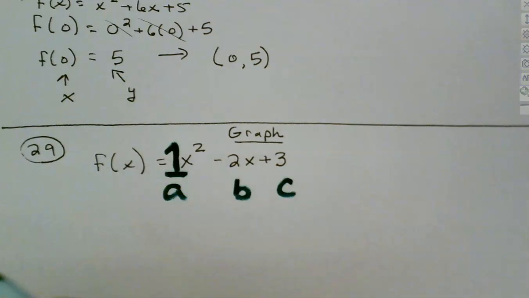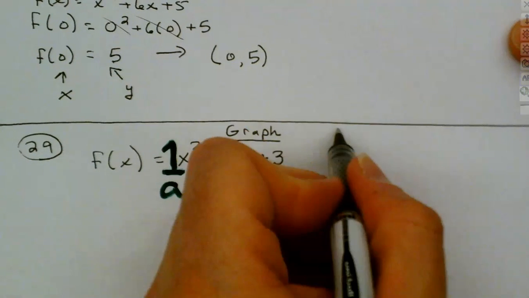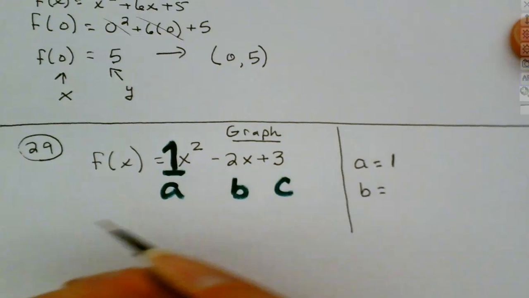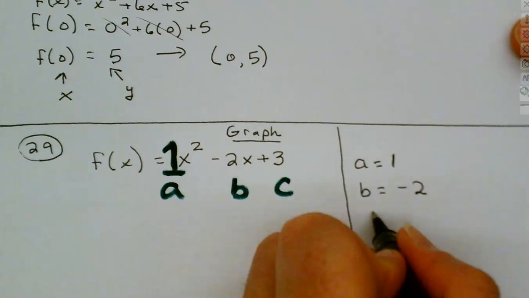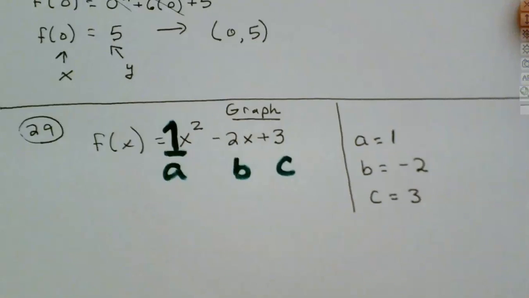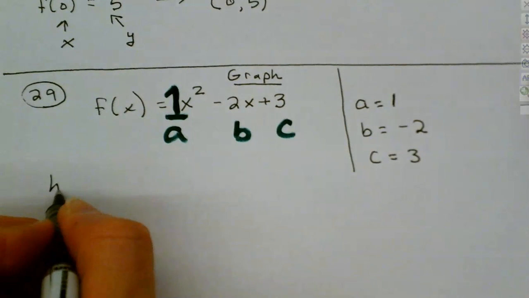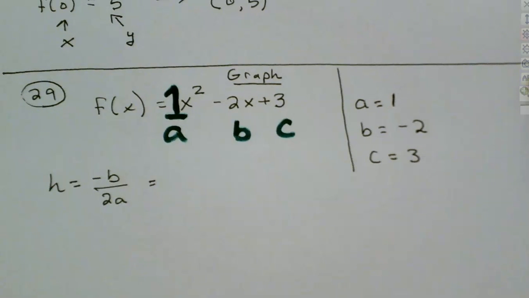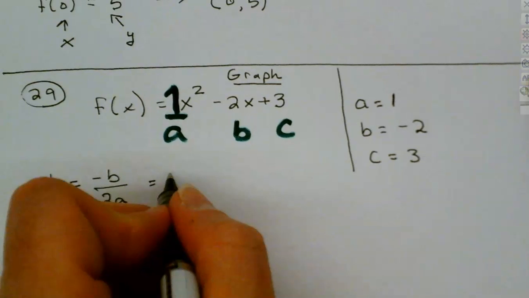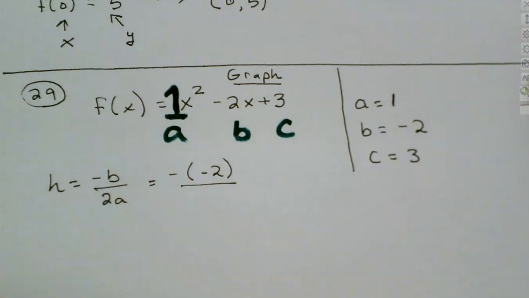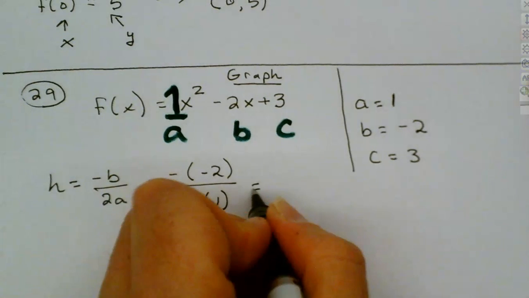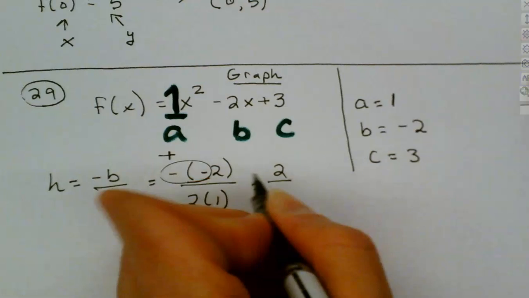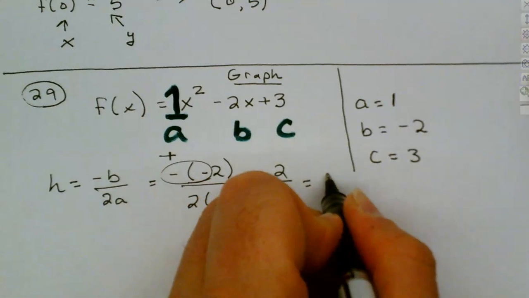So A, B, and C. And let's go ahead and get those. A is 1. B is a negative 2. And C is 3. We want to find our vertex. So H is minus B over 2A. And that's going to be a minus of a minus 2 over 2 times 1. Double negative makes that positive. So that's 2 over 2, which is then a 1.